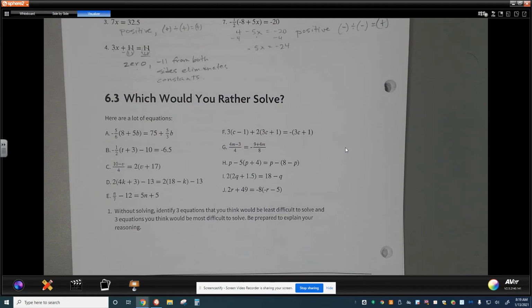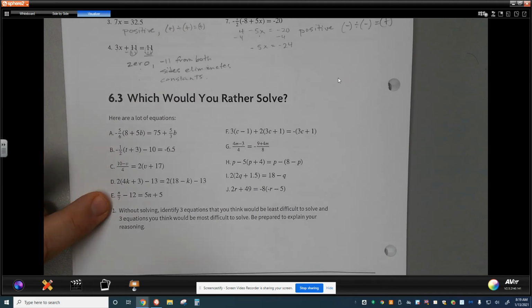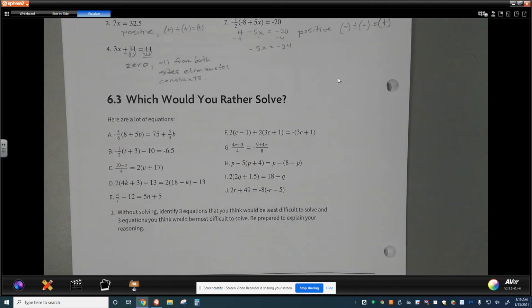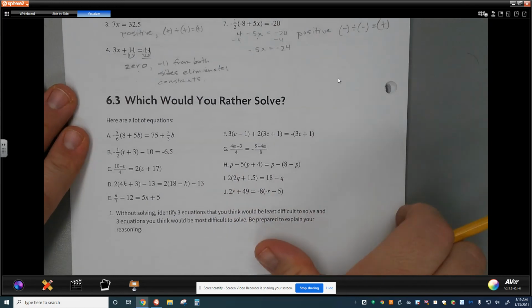My experience has taught me that most people will be afraid of ones that have fractions like these, that these ones would be the most difficult equations to solve. And that the ones that would be the easiest would be ones that tend to be like this, just a binomial times something smaller, that those would be the ones that are a little bit simpler.